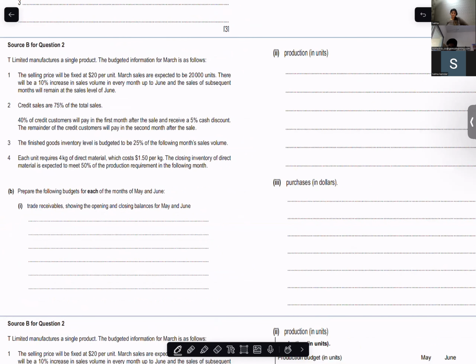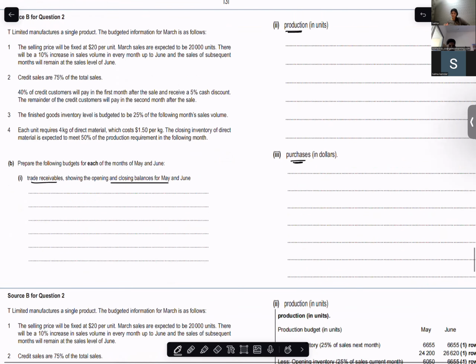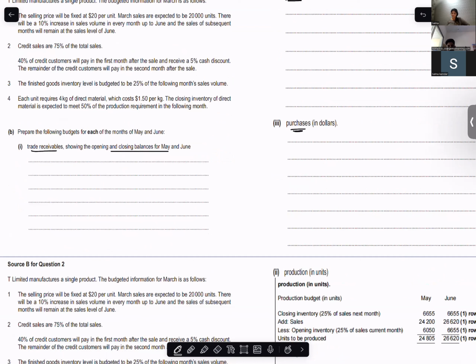You have to prepare 3 things. You have to prepare a trade receivable budget showing the opening and closing balances for May and June. You have to prepare a production budget and you have to prepare the purchase budget. Are you with me? Yes. When I'm talking about the trade receivable budget, do you know how to make a trade receivable account?